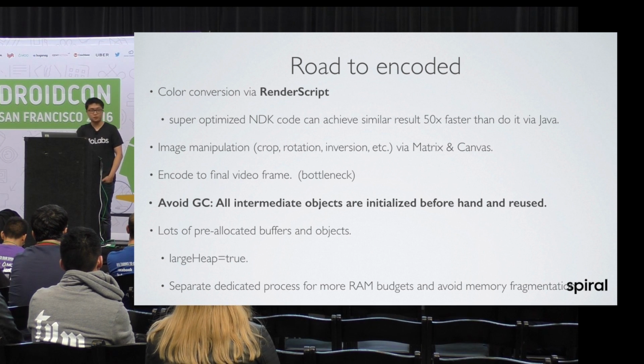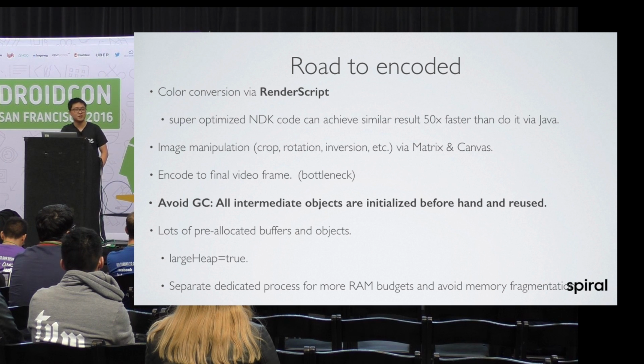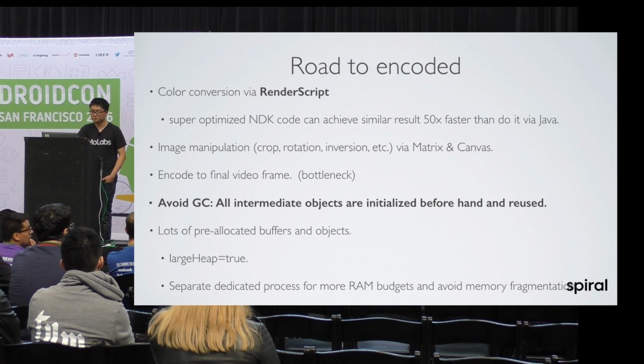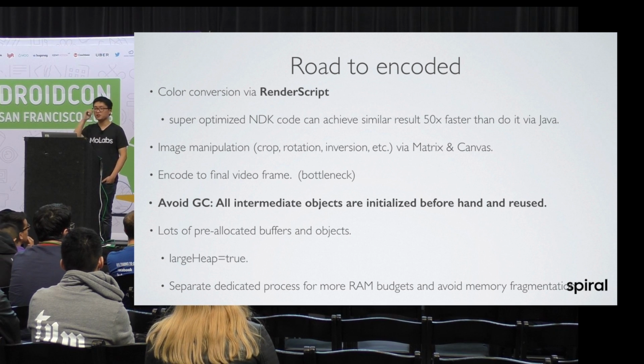The only thing you have to do differently is, for the camera colors, you could use Renderscript to convert the camera color to the color that you want to be encoded. It's super optimized NDK code that handles heterogeneous color conversions really fast. It's 50 times faster than doing it in Java, because it's done in parallel on the GPU.